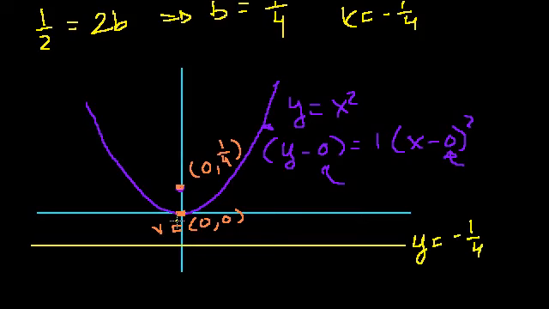And that, first of all, looks about right. It also gels with what we know, because this point right here, our vertex, is equidistant. It's 1/4 below our focus, and it's 1/4 above our directrix. So at least that little reality check holds.